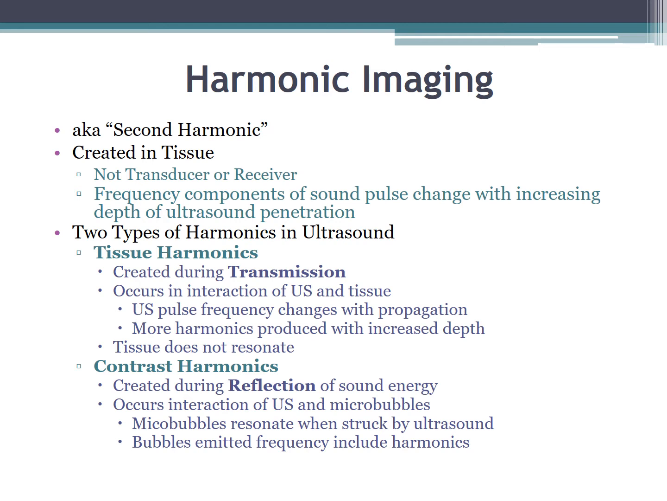There are two types of harmonics in ultrasound, the first one being tissue harmonics, which is mostly what we're covering in this lecture. Tissue harmonics are created during transmission. As the sound travels into the body, tissue harmonics are created. This occurs because of the interaction of the ultrasound and the tissue. The ultrasound pulse frequency is going to change as it moves into the body. The further it goes into the body, the more harmonics are produced. In this case, the tissue does not resonate, rather the sound beam starts to distort. There's also a second type of harmonics called contrast harmonics, which we will cover more in the next lecture.